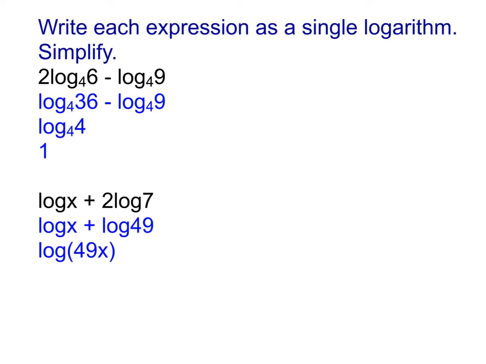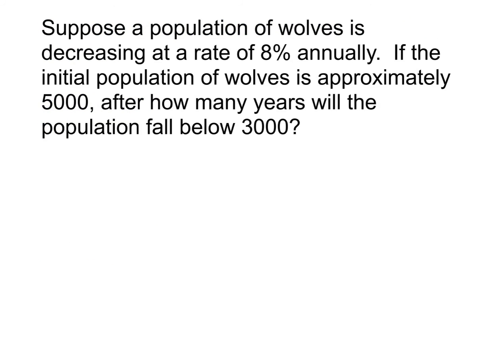All right, now next up, we're going to go back to some of our compounding interest stuff. So to start with, we're going to be taking a look at this problem. Suppose the population of wolves is decreasing at a rate of 8% annually. If the initial population of wolves is approximately 5,000, after how many years will the population fall below 3,000?